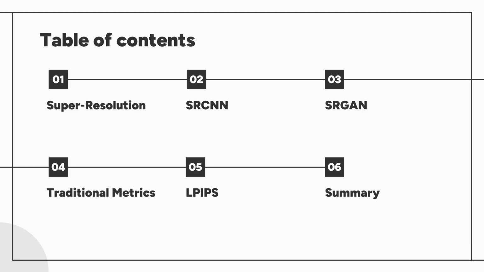Our agenda today covers three main topics. First, we'll explore image super resolution fundamentals and examine SRCNN as the pioneering deep learning approach. Second, we'll dive into SRGAN's revolutionary use of adversarial training for realistic super resolution. Finally, we'll discuss LPIPS as a modern perceptual metric that better captures human visual perception.